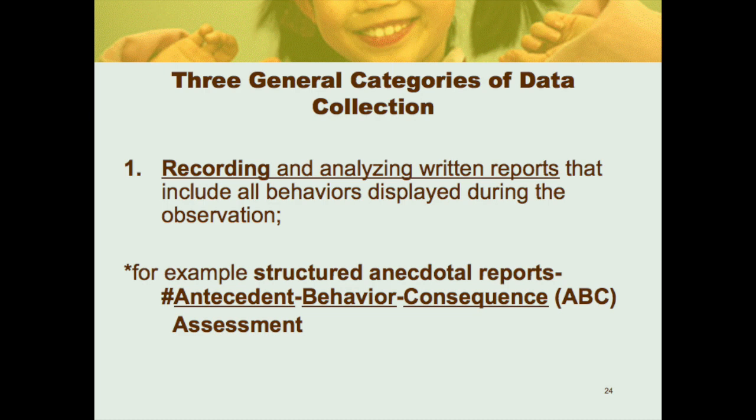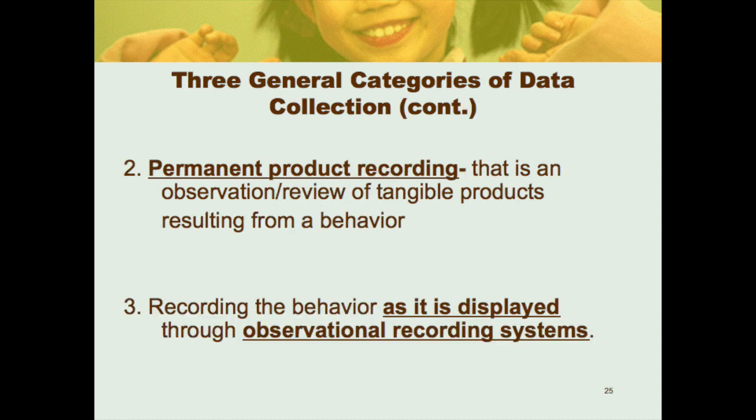So, there are 3 general categories of collecting data. One will be recording and analyzing written reports that include all behaviors displayed during the observation, for example, an ABC assessment. Second, we have permanent product recording, which is observing and reviewing tangible products resulting from a behavior. Third would be recording the behavior as it is displayed through observational recording systems. We will now look at each of these 3 general categories closer.